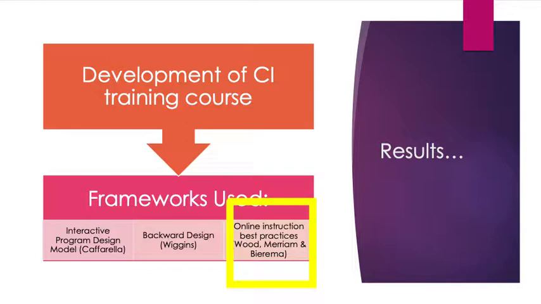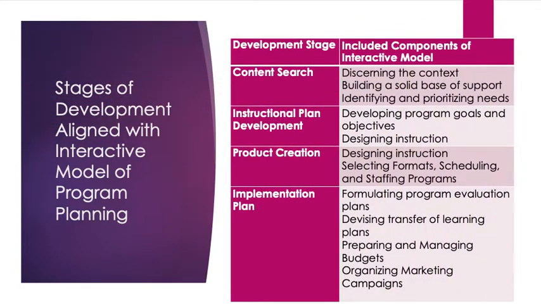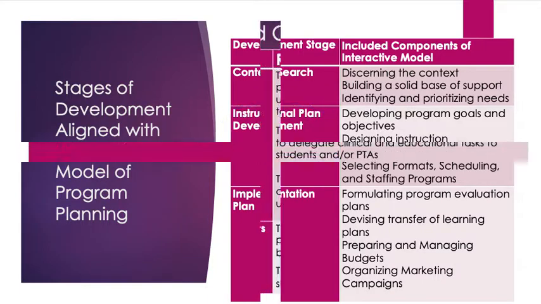exclusively online offering. This table shows the stages of course development and how each stage aligned with the various components of Caffarella's and Daffron's interactive model. For example, the first stage, the content search stage, which included the literature review and interviews with stakeholders, aligned with discerning the context, building a solid base of support, and assessing needs. Instructional plan development came next, and it included the creation of program goals and objectives.